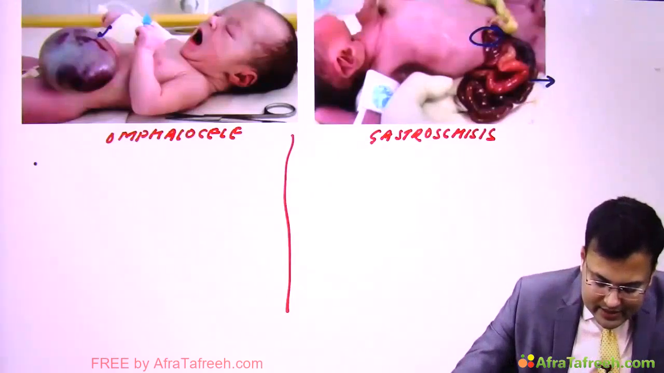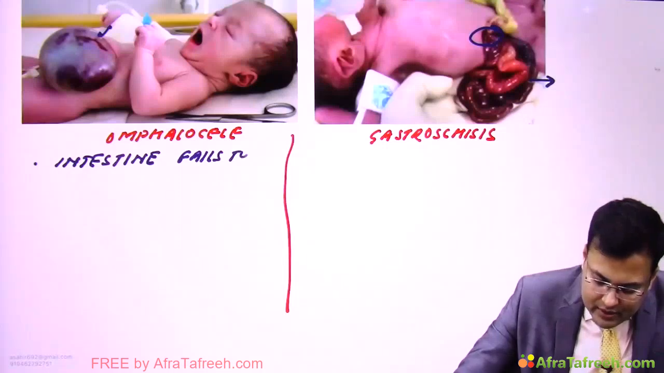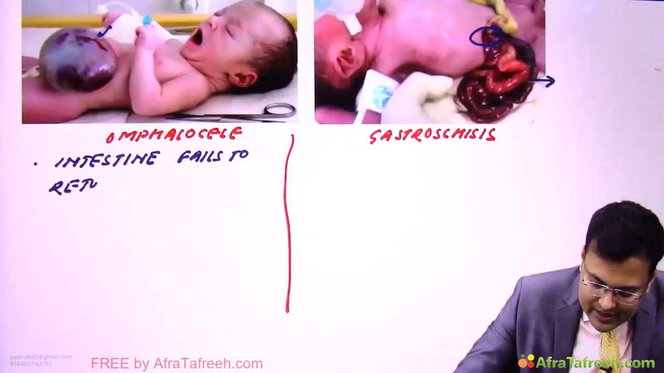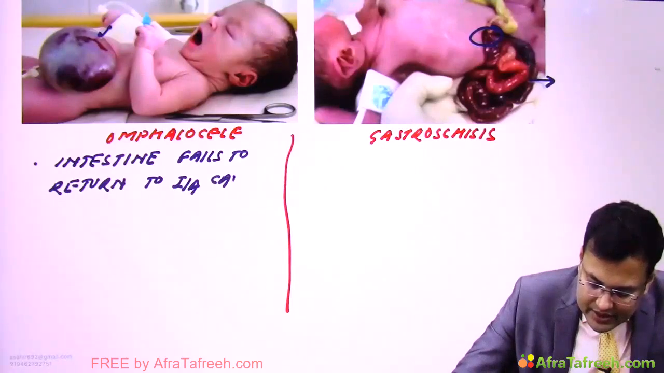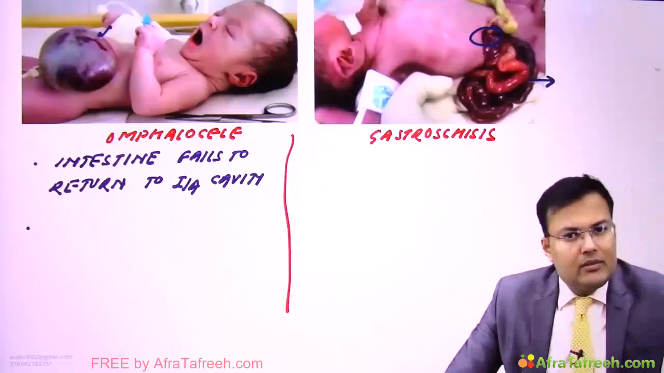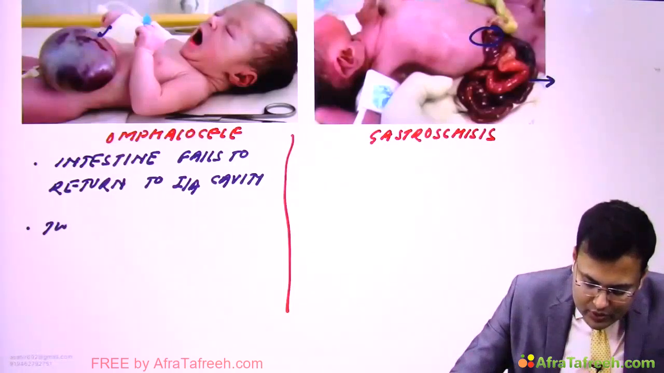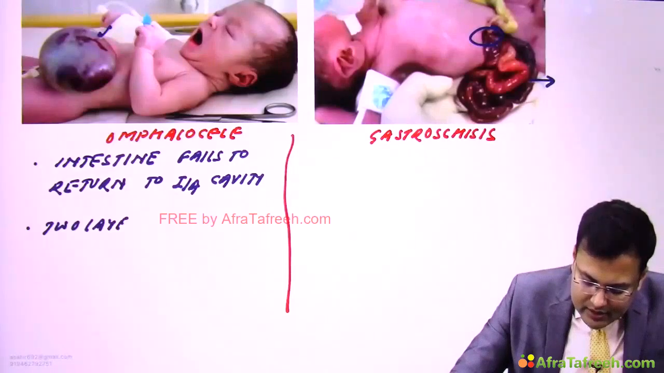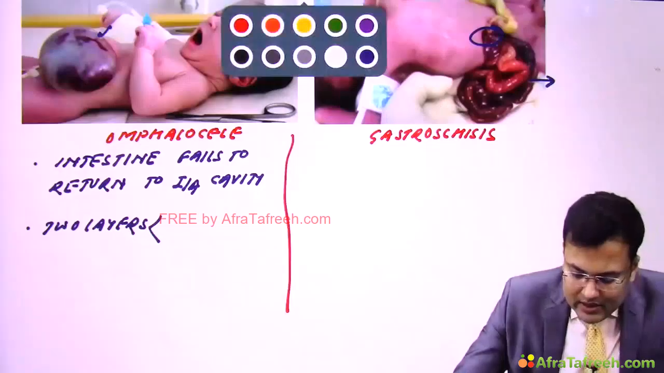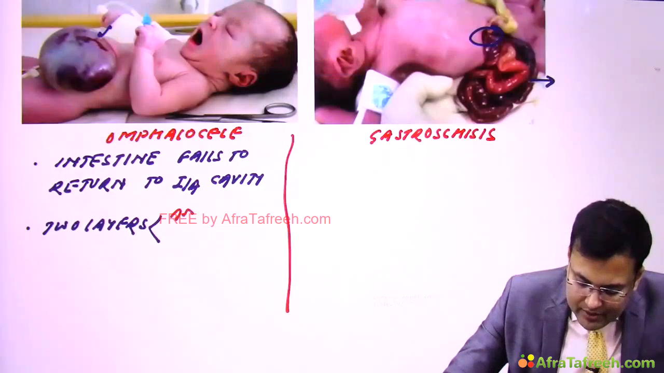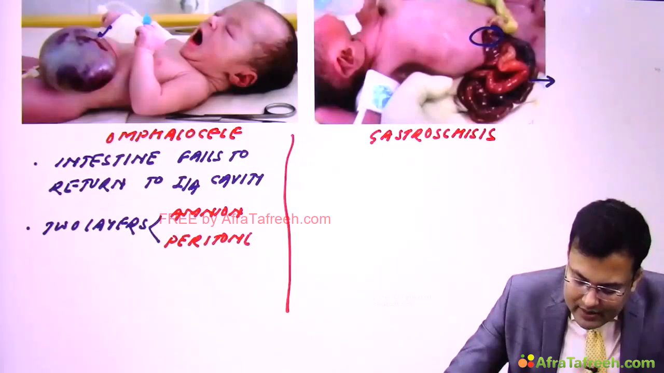Here, intestine fails to return to the intra-abdominal cavity, and it is covered by 2 layers. What are those 2 layers? The bowel is covered by 2 layers. The outermost is amnion and the inner layer is peritoneum. So it is covered by these 2 layers.